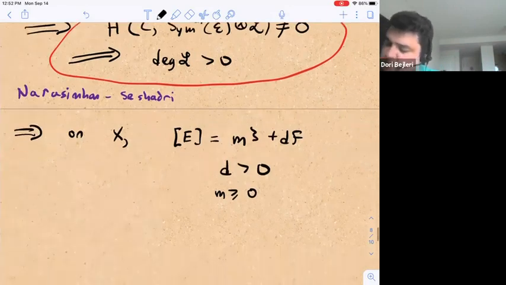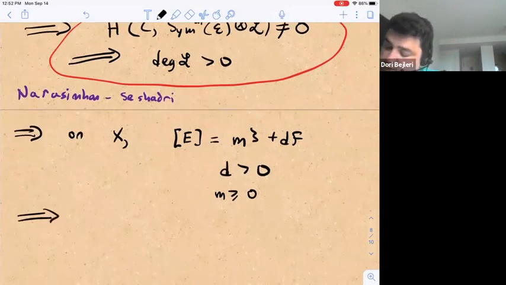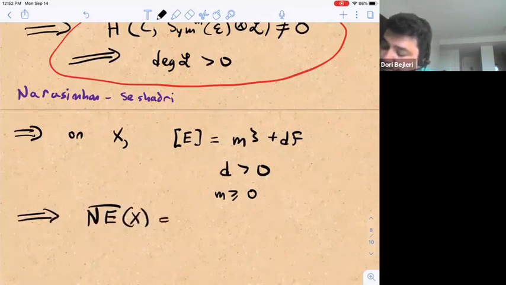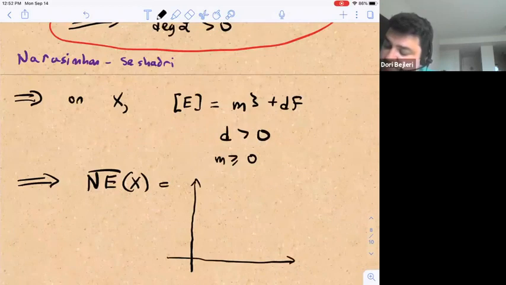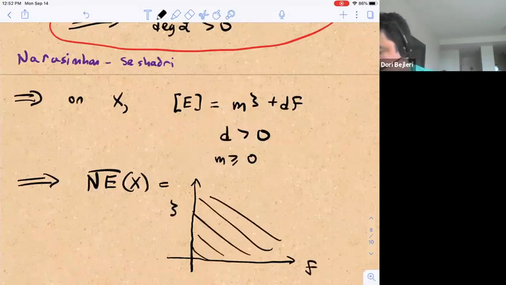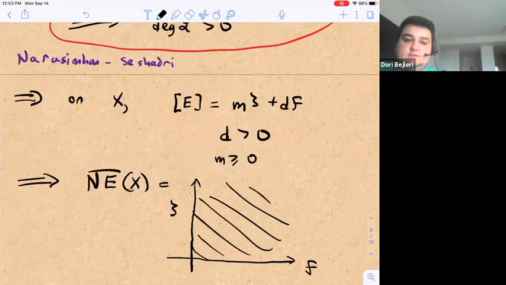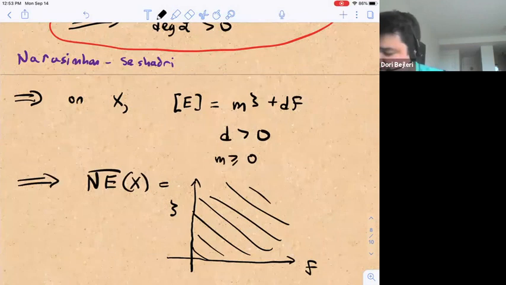So this tells us that the effective cone has to be the first quadrant, basically. I'll just draw a picture. If we're in the psi-F plane, then our effective cone has to be exactly this region, in the case where our E is a stable bundle. Okay, so that was our first fact.